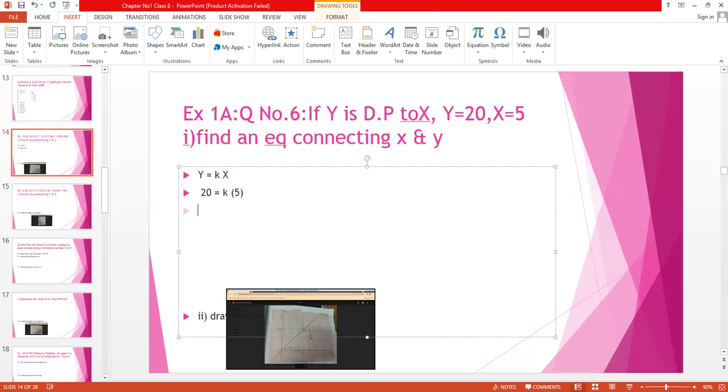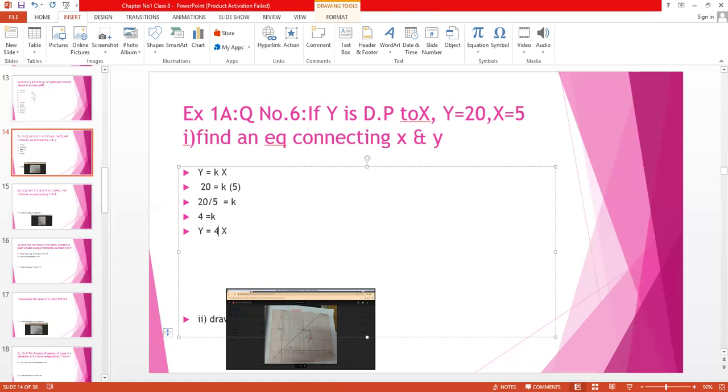So I have to move this 5 to that side. So I divide 20 by 5. In the 5 times table, when will 20 come? Very good, 4 times. So 5 fours are 20. So 4 is equal to k. Now we can easily connect this equation. Instead of writing k, I have to write its value, because when we write its value, it becomes the connecting equation. So the value of k is equal to 4.